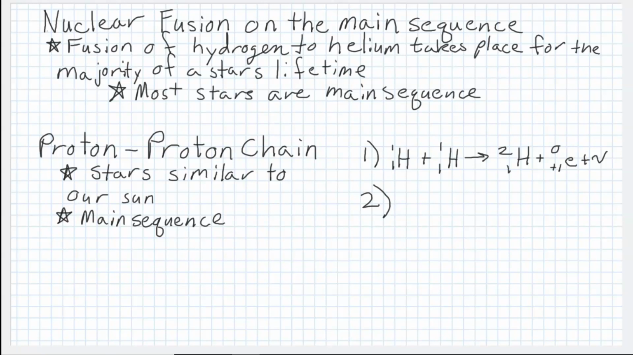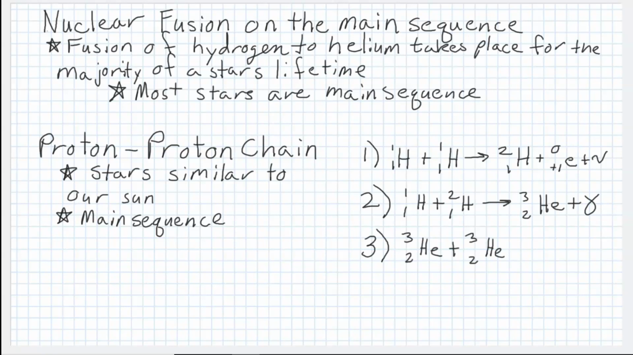positron and a neutrino. The second step starts with a proton, which is combined with the deuterium made in the first step, which then produces helium-3 and releases a gamma particle. For the third step, the helium-3 is combined with the helium-3 from a separate reaction to produce helium-4, which is more stable than helium-3, as well as a proton and a second proton.